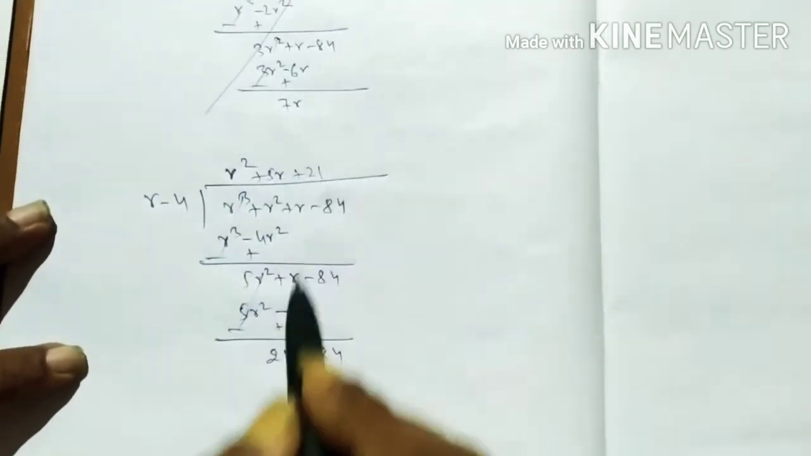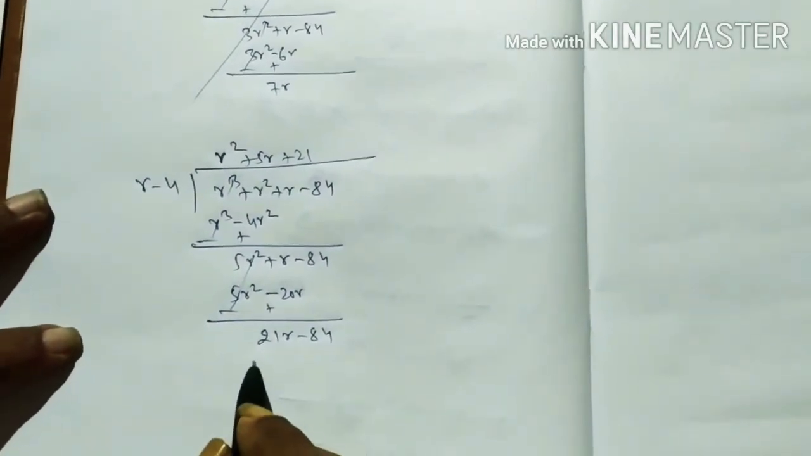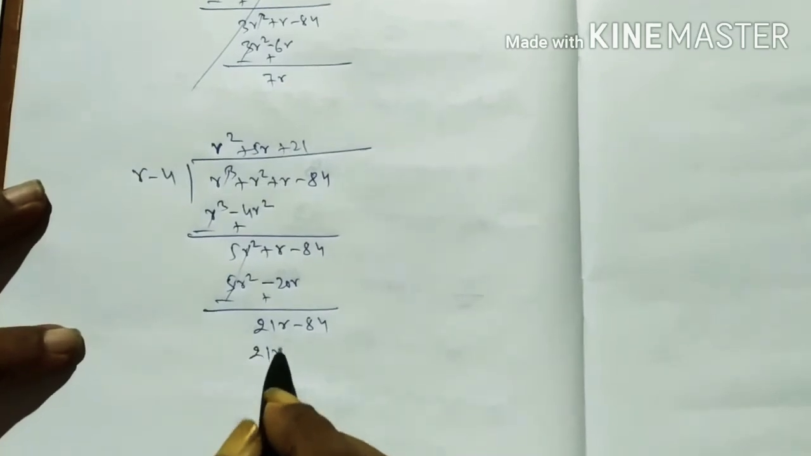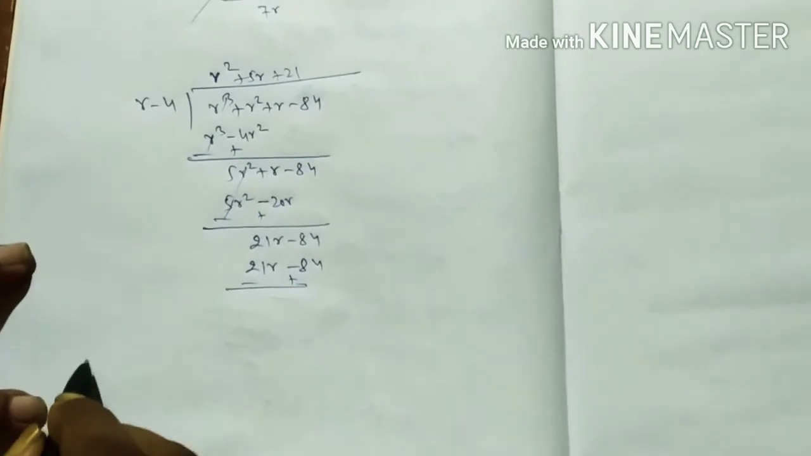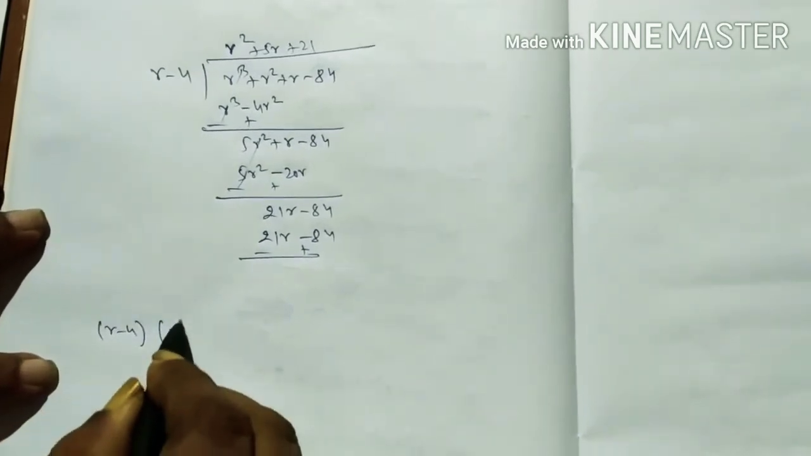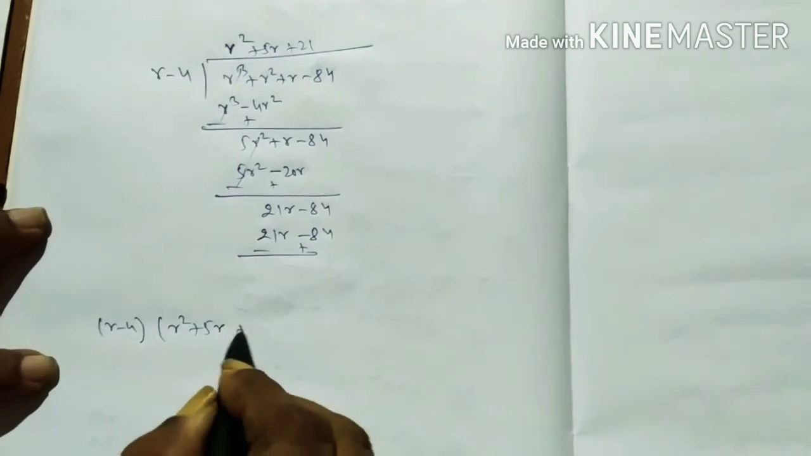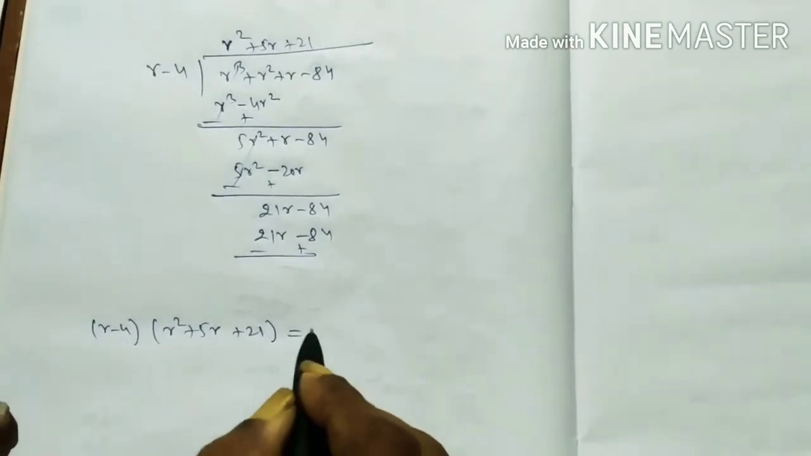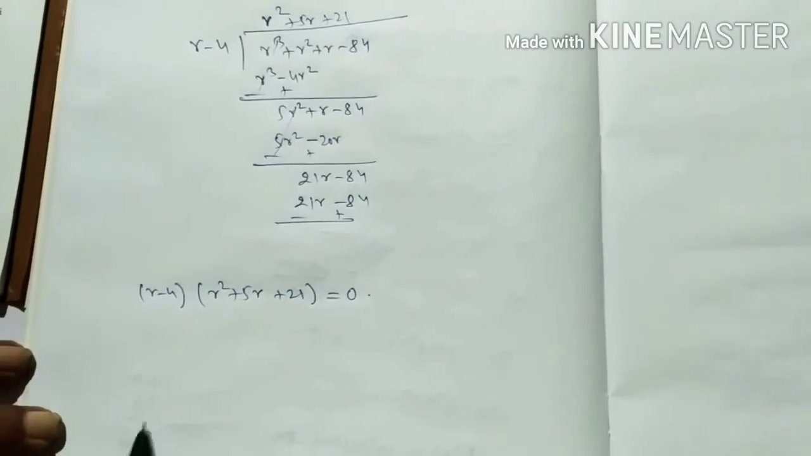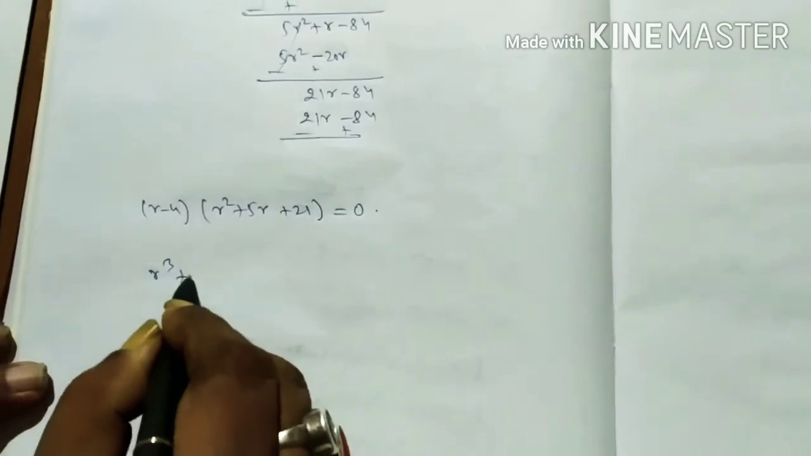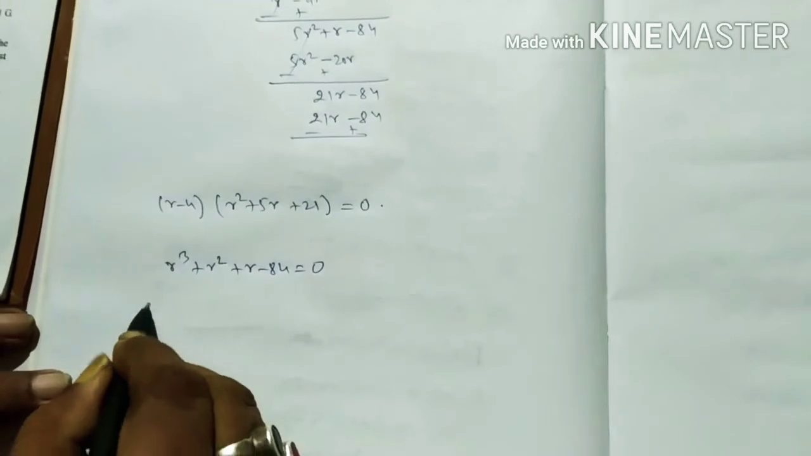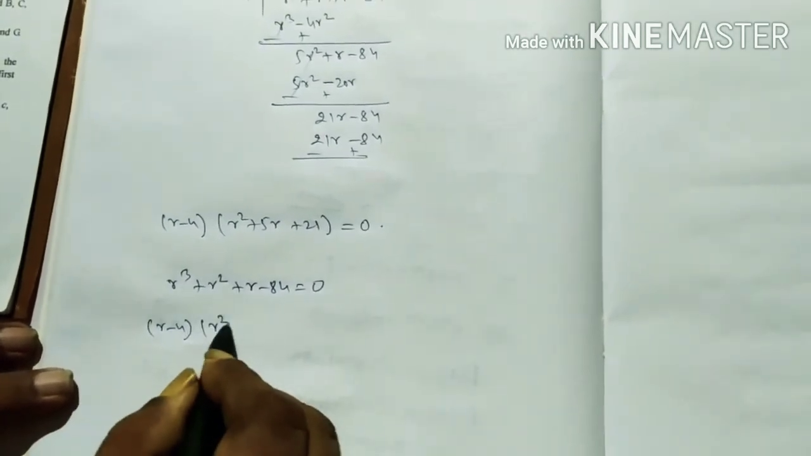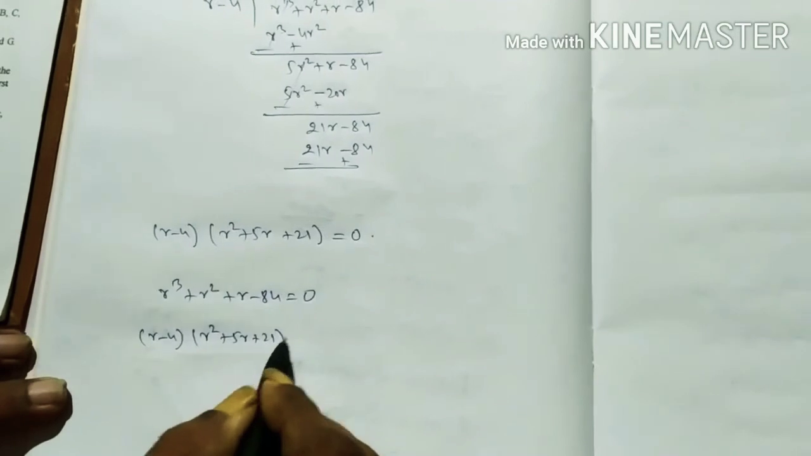So plus 21, this comes out to be 21r minus 84. So (r minus 4) into (r square plus 5r plus 21) is equal to 0. That means I am writing it again here: r cube plus r square plus r minus 84 equal to 0. So when I factorize it, (r minus 4)(r square plus 5r plus 21) is equal to 0.